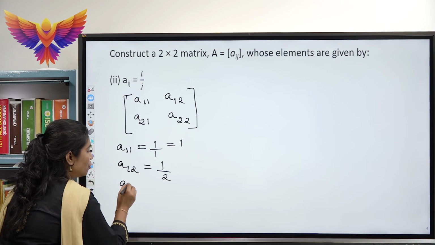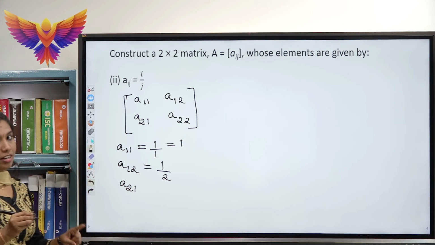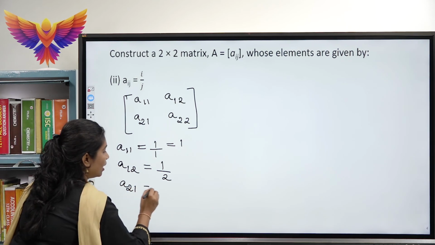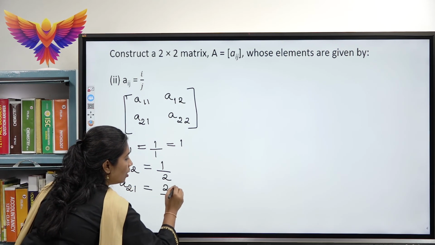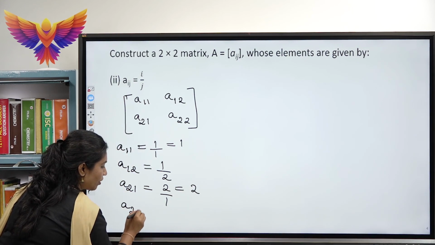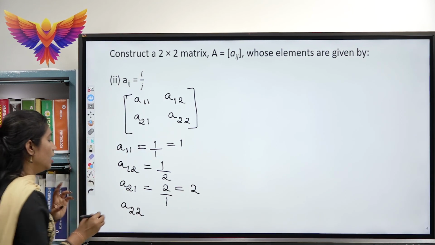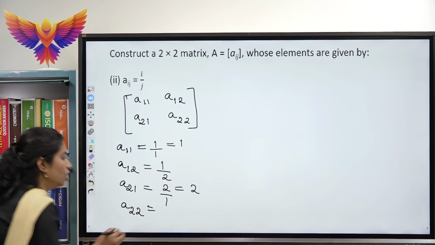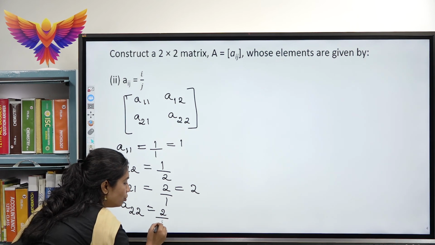Then A21, second row first element. Here i is 2 and j is 1. So I can write it as 2 over 1, which is nothing but 2. The same way, A22, second row, second element. I is 2, j is also 2, which is 2 over 2, which is equal to 1.